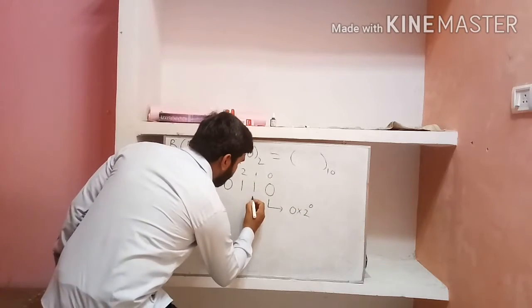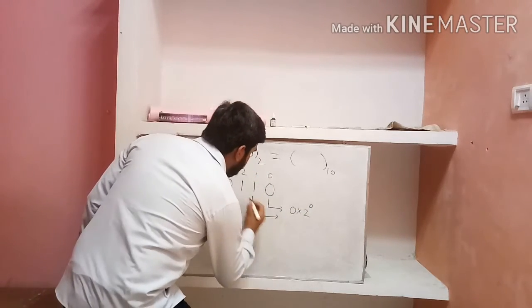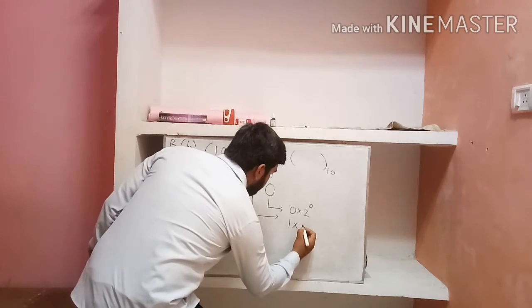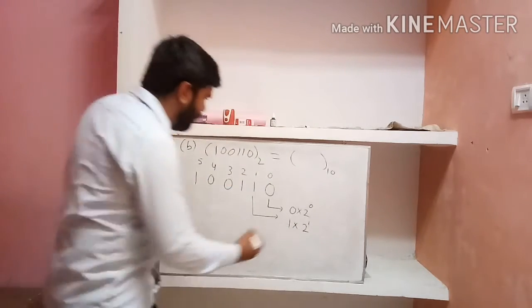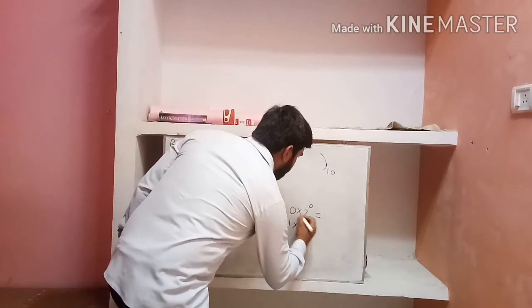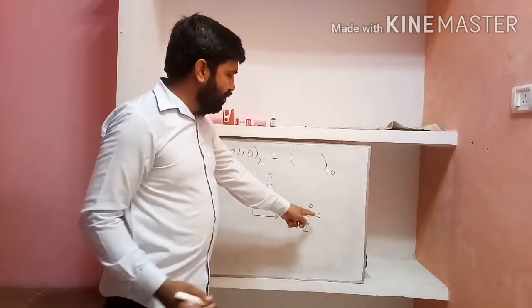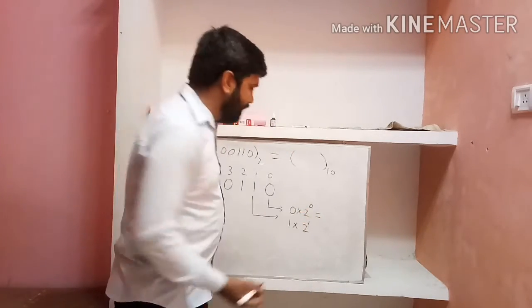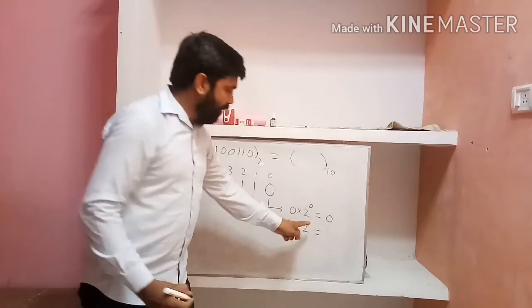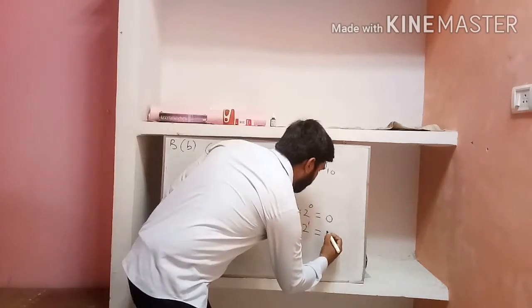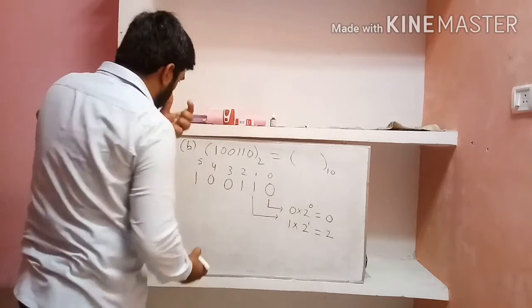Next see this one. What will be there? This will be 1 multiplied by 2 to the power 1. Its position is 1. And we have to write its value here. So what do we get? 2 to the power 0 value is 1. So 0 multiplied by 1 gives you 0. Here 2 to the power 1 value is 2, 2 times 1 is 2. Here the value you are going to get is 2. Similarly you find for all.